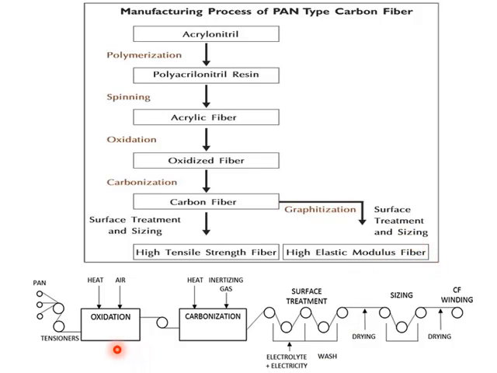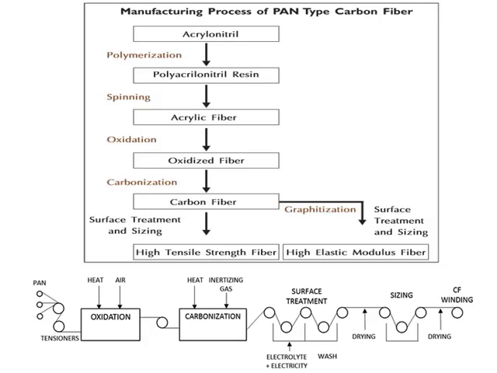Okay, so you can see the same process here also. PAN is oxidized and then carbonized, then the fibers are stretched in order to get uniformly oriented and high strength carbon fibers. So there are three steps, as I said: stabilization, carbonization, and graphitization, which are subjected to different temperatures to get different properties.